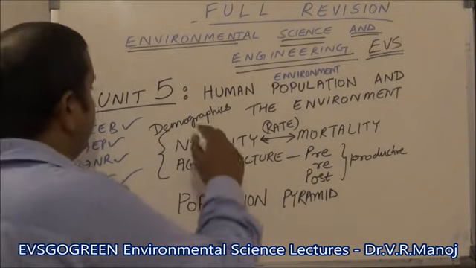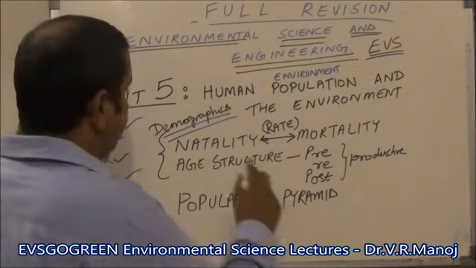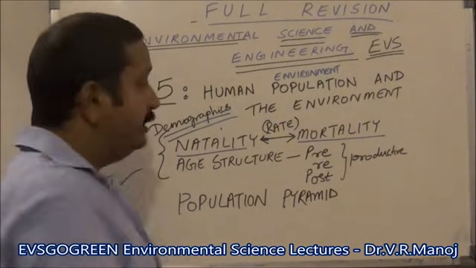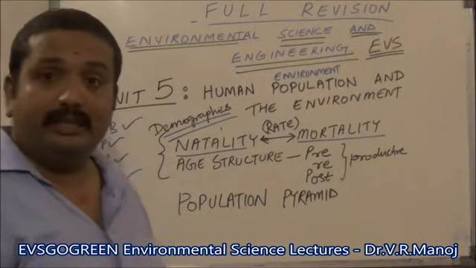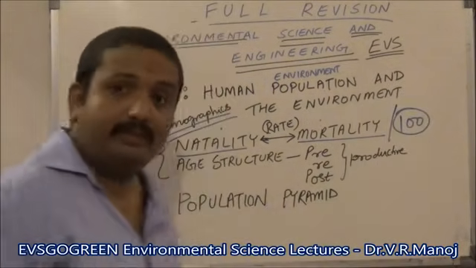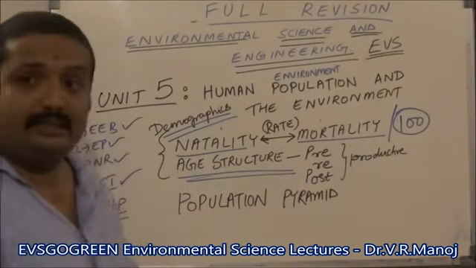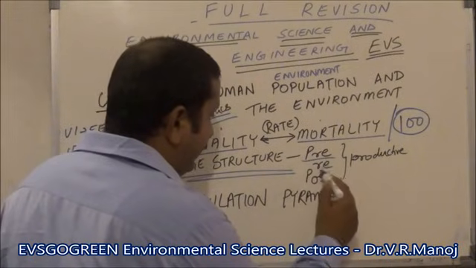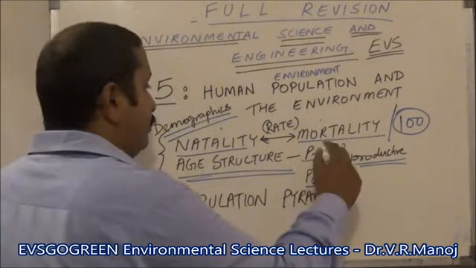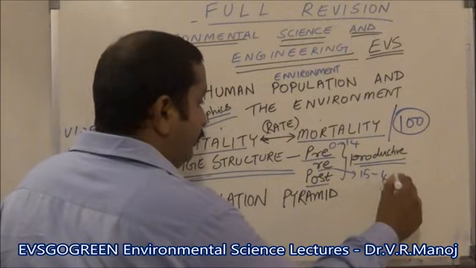The most important aspect of human population is the demographic part, or the study of the human population, which is natality and mortality. Natality corresponds to the birth rate and mortality corresponds to the death rate per 100 people. So remember that. Okay. Then you need to remember what is called the age structure. The easiest way to remember is pre, re and post productive. These are the 3 age groups. Pre-productive age group is 0 to 14. The productive age group is from 15 to 45.